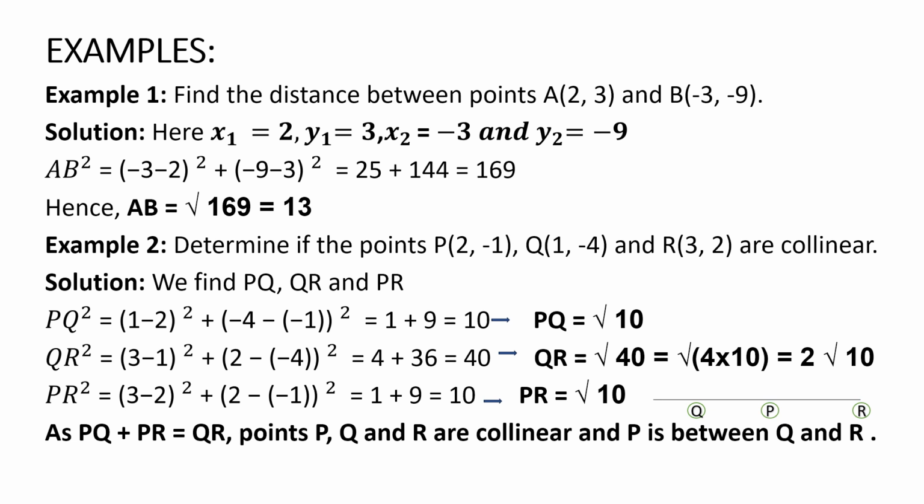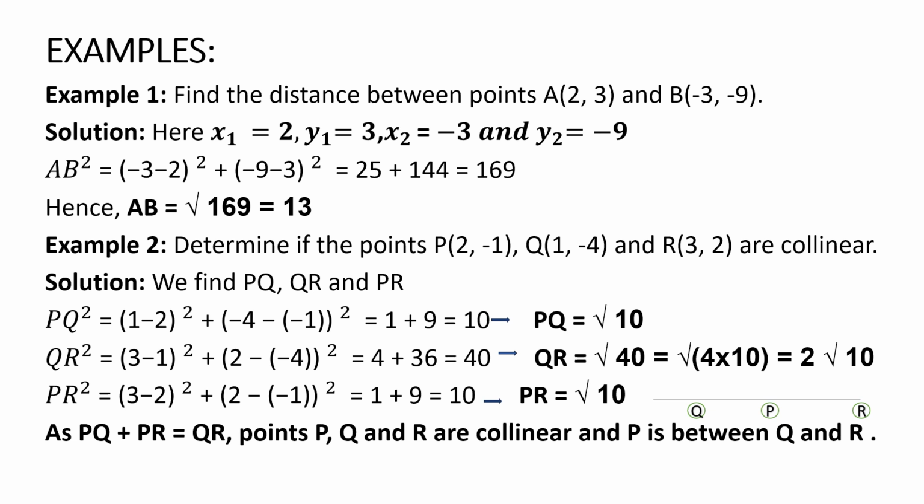First example, a simple one. Find the distance between (2, 3) and (minus 3, minus 9). Two points are given. So over here x1 is 2, y1 is 3, x2 is minus 3 and y2 is minus 9. Distance between the two points A and B: AB square is equal to (x2 minus x1) whole square plus (y2 minus y1) whole square, which gives us 169. So AB is the square root of 169, or 13.